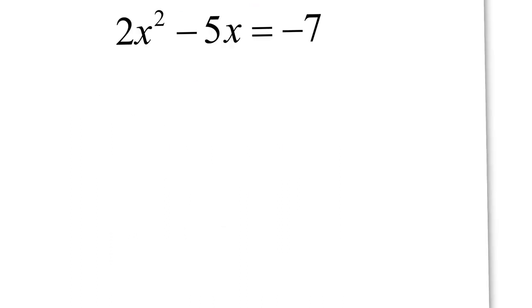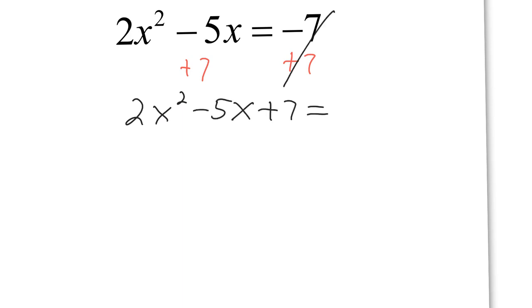And more practice here, guys. Let's solve for this one. 2x squared minus 5x equals negative 7. So I am going to do the opposite of the 7. I'm going to add 7 to both sides. So we have 2x squared minus 5x plus 7 equal to 0. I am ready to find my a value, which is 2. B is negative 5. And c is positive 7.